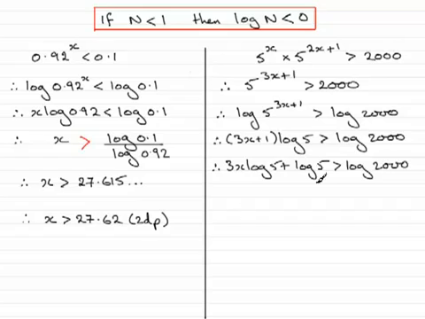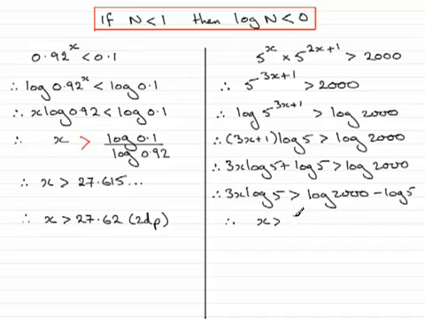Now I'm going to subtract log 5 from both sides, and that leaves me with 3x log 5 is greater than the log of 2000 minus log 5. Next, I need to divide both sides by 3 times log 5. Log 5 is a positive number because 5 is more than 1. Remember, if it's less than 1, the log of the number is negative, but 5 is more than 1, and you can check it on your calculator. So the inequality does not have to be reversed. What we have is x is greater than the log of 2000 minus log 5, all divided by 3 log 5.